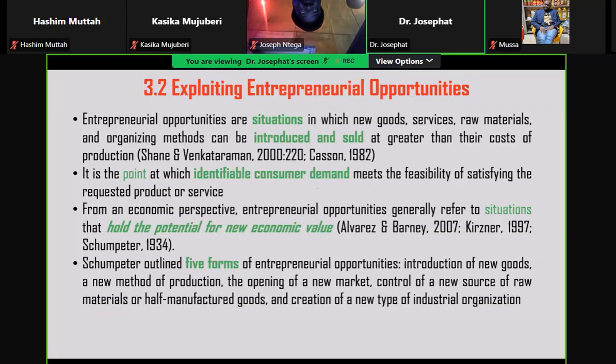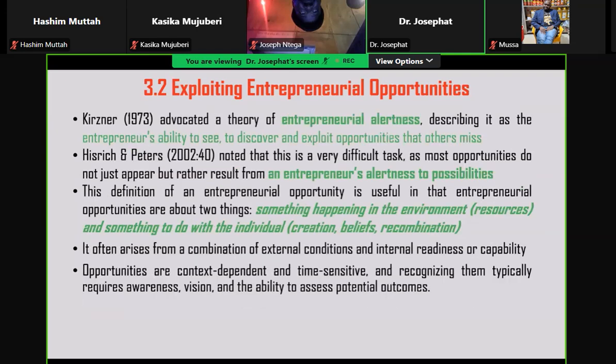So as well as Kirznerians advocate the theory of entrepreneurial readiness, describing entrepreneurial ability to see and discover and exploit opportunity that others miss. So pia ukimwangalia Kirznerians aliongelea kwenye theory yake ya readiness aliongelea opportunity as the ability to see, to discover and exploit opportunity that others miss. That's an entrepreneurial opportunity kwenye theory ya entrepreneurial readiness. As well as Hisrich and Peters noted that this is a very difficult task, as most opportunity do not just appear, but rather result from an entrepreneurial alertness to possibilities.